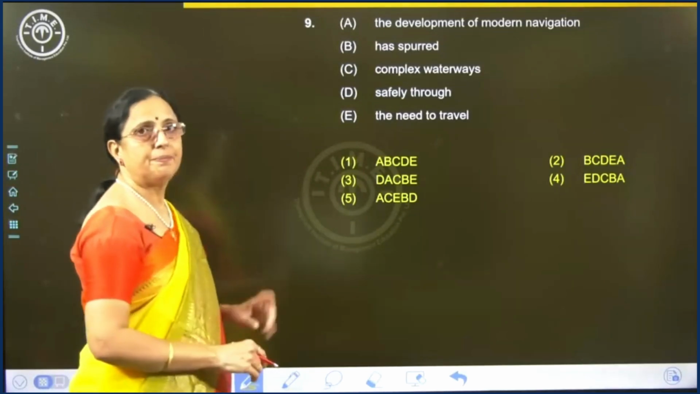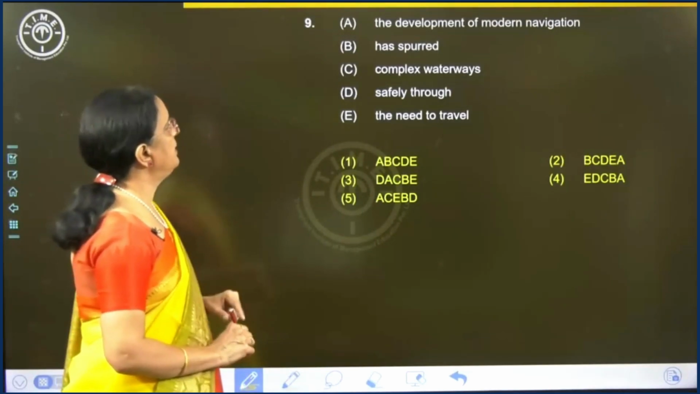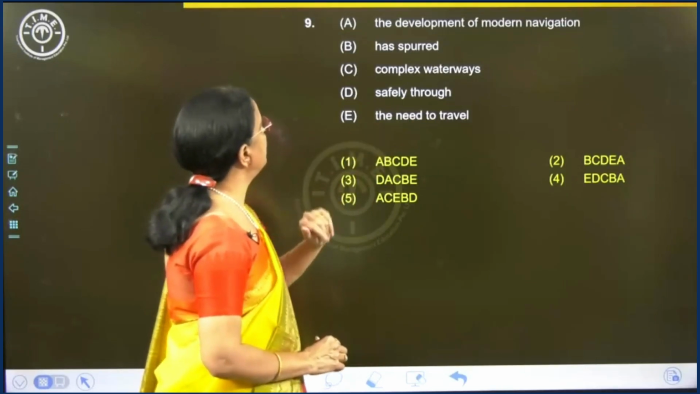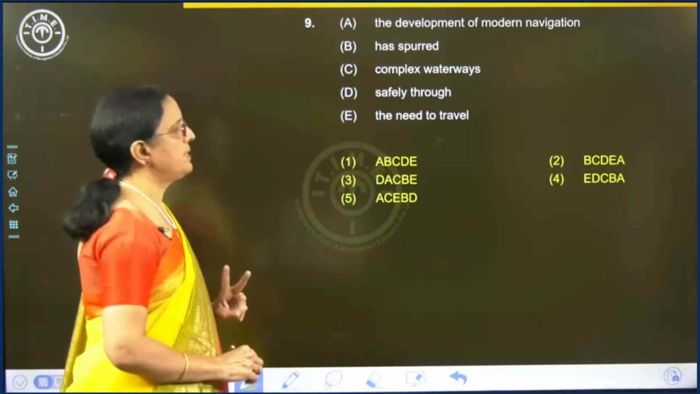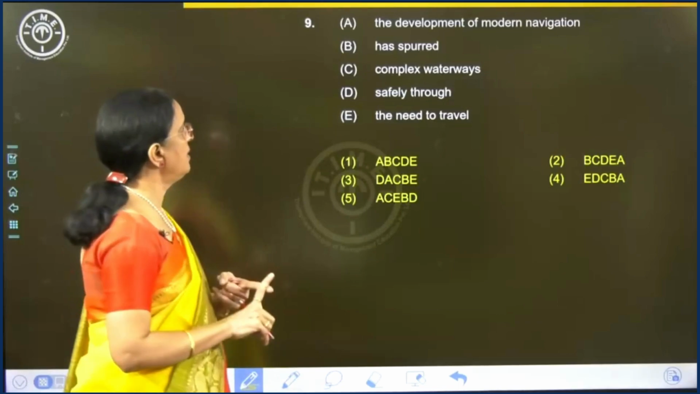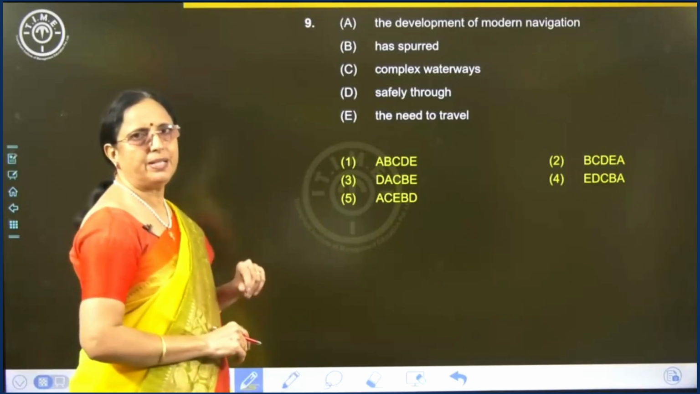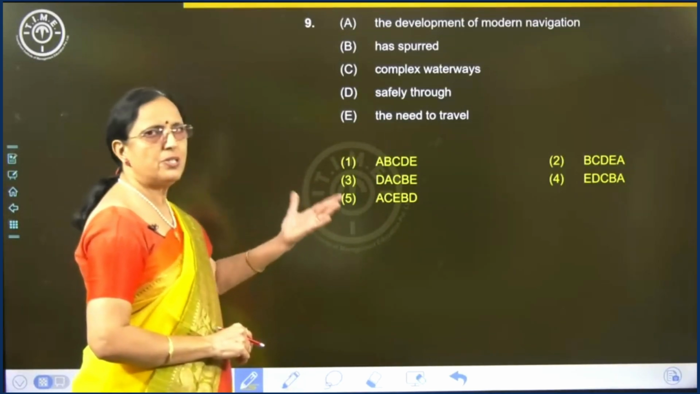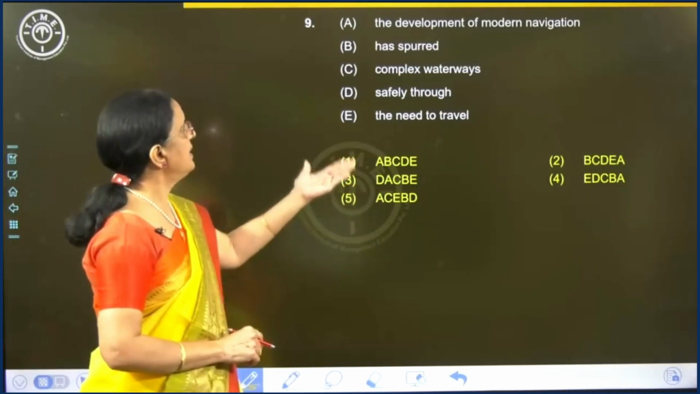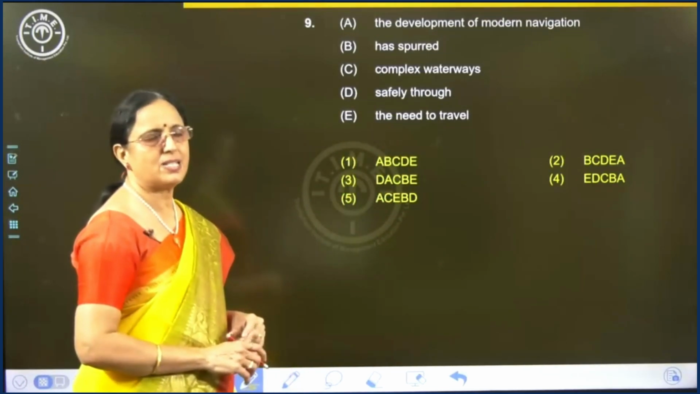Ready? Let's see. The development of modern navigation has spurred complex waterways and so on. The need to travel. There are only two possibilities here. Dear students, the development of modern navigation, start with that, or the need to travel. Only two possibilities. And if you want shortcuts, you can look at the choices. Start with A or start with E. That's how you can eliminate the incorrect choices.